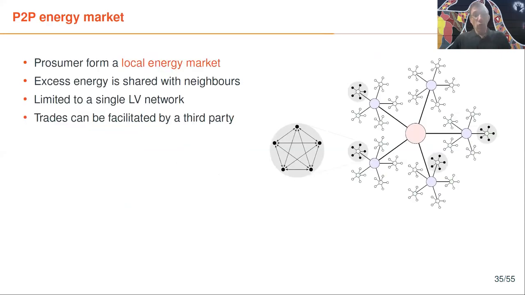Now, in the context of low voltage electricity markets, or in the context of aggregation of distributed energy resources, you can only do so on a single low voltage network. So peer-to-peer is not possible if you have prosumers located in different parts of the network, because if you were to send power to the other part of the network, the losses will simply be prohibitive. So you are restricted to doing that in a single low voltage network. So that's conceptually how peer-to-peer trading looks.